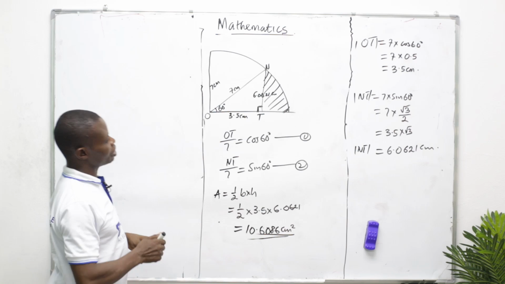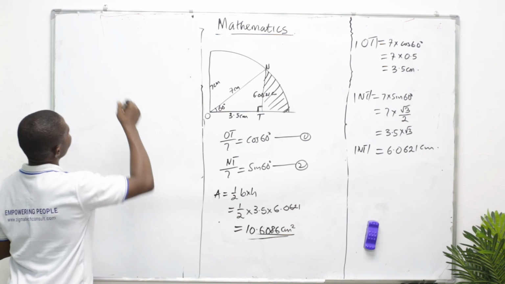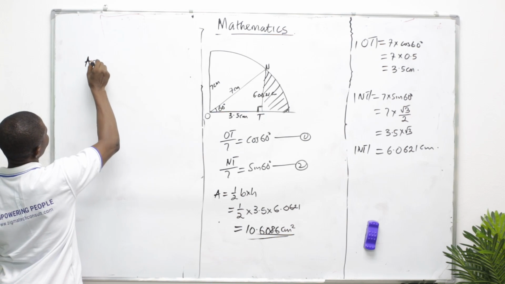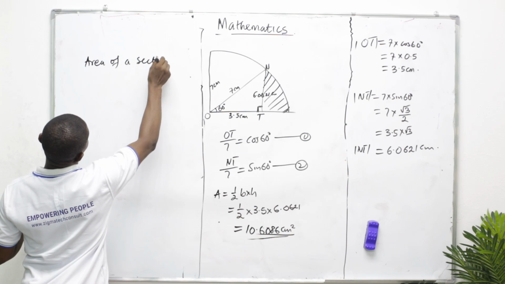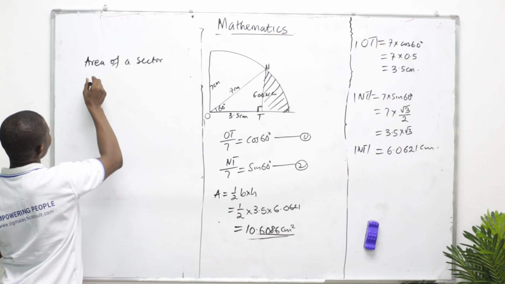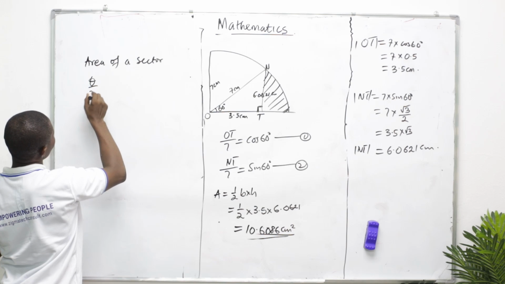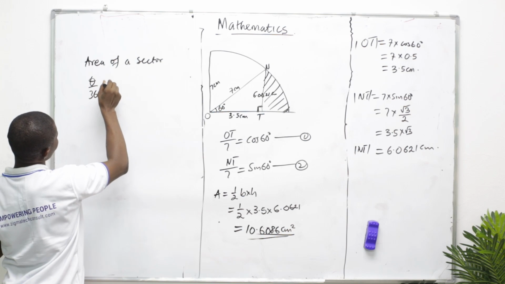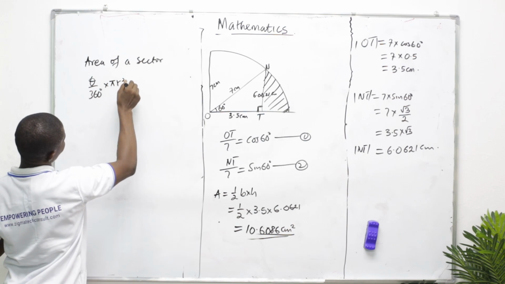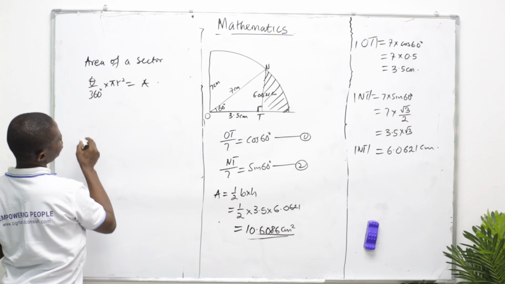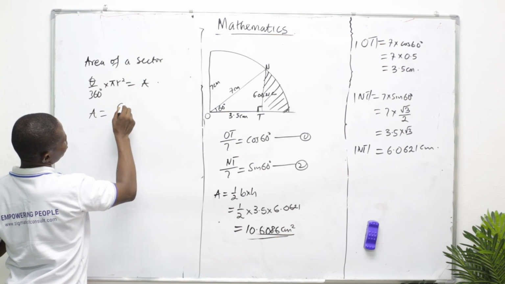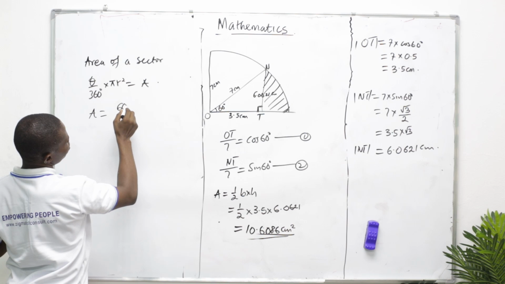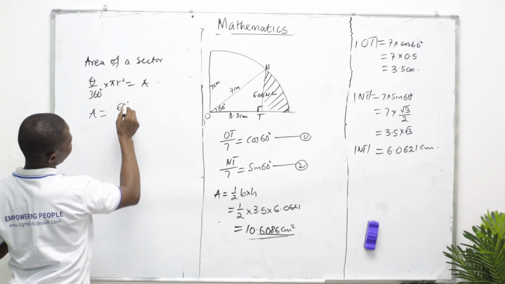Let us think about area of a sector. Area of a sector now. Sector implies over 360. That is theta over 360 times pi r square equals the area. So now A equals theta, which is 60 degree.